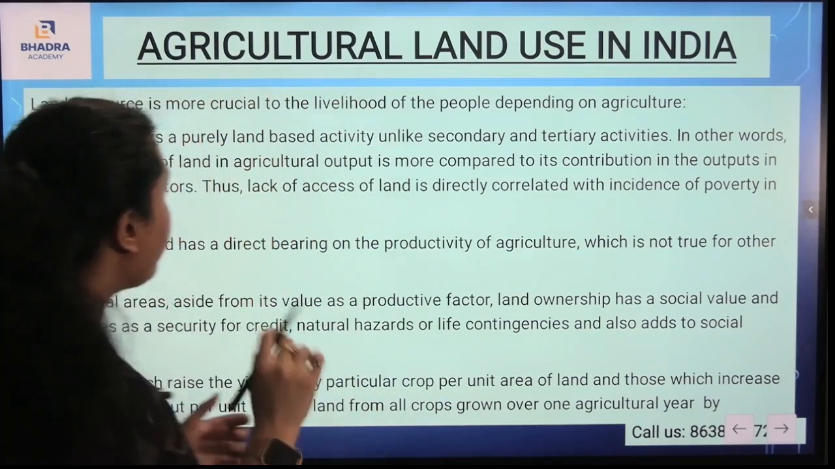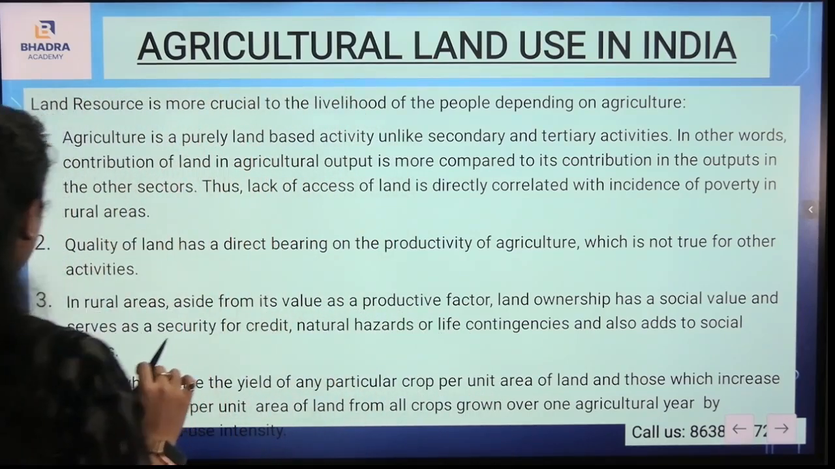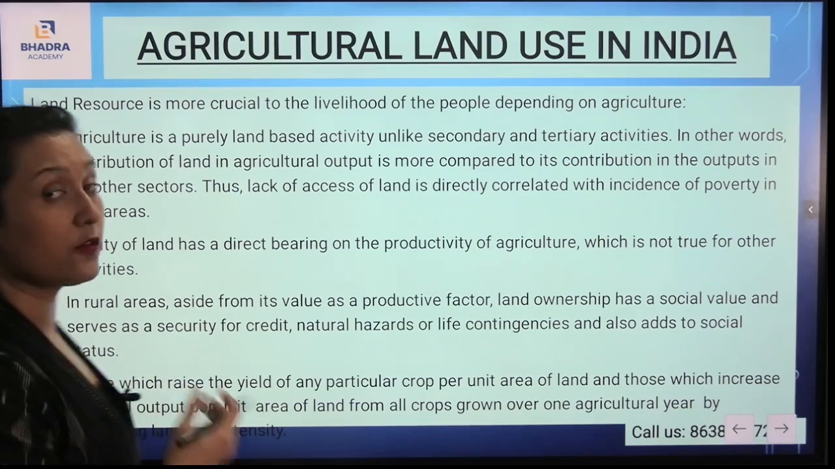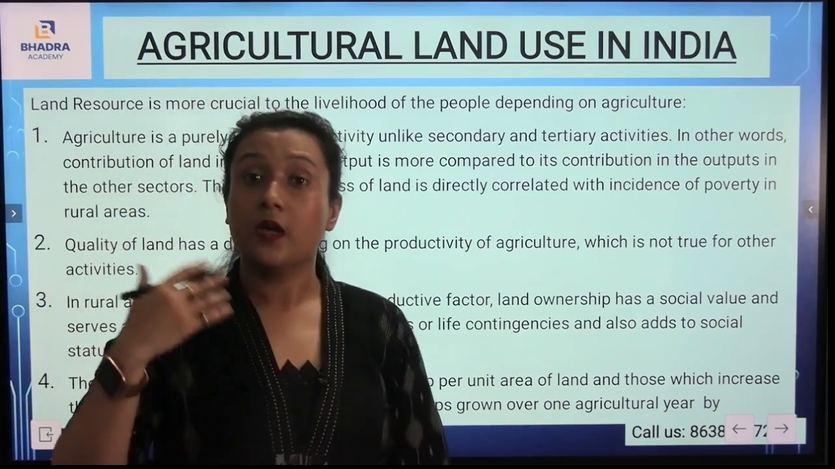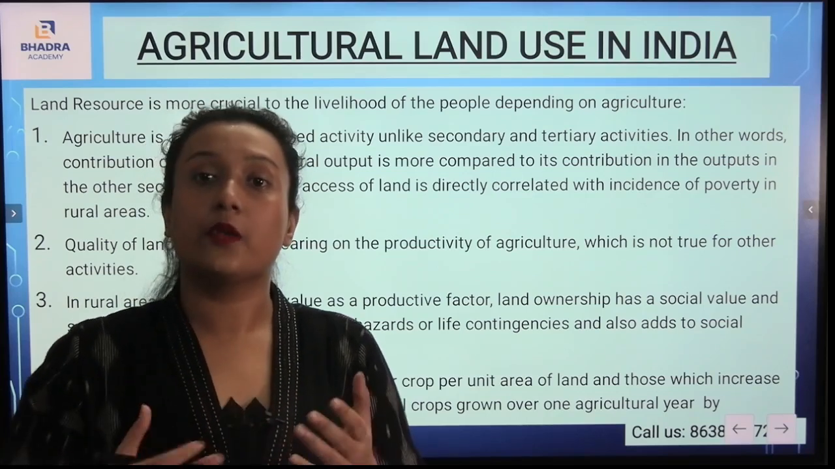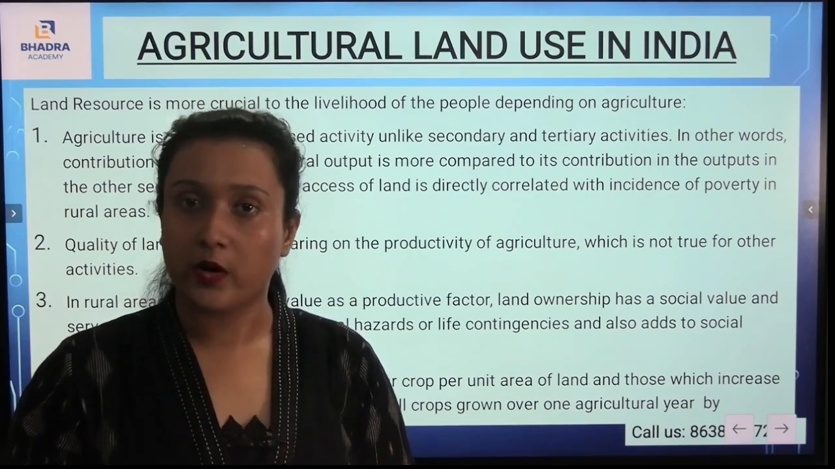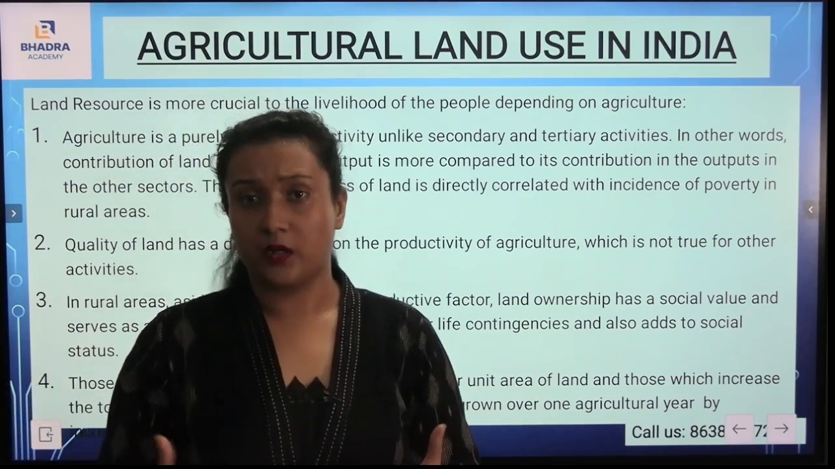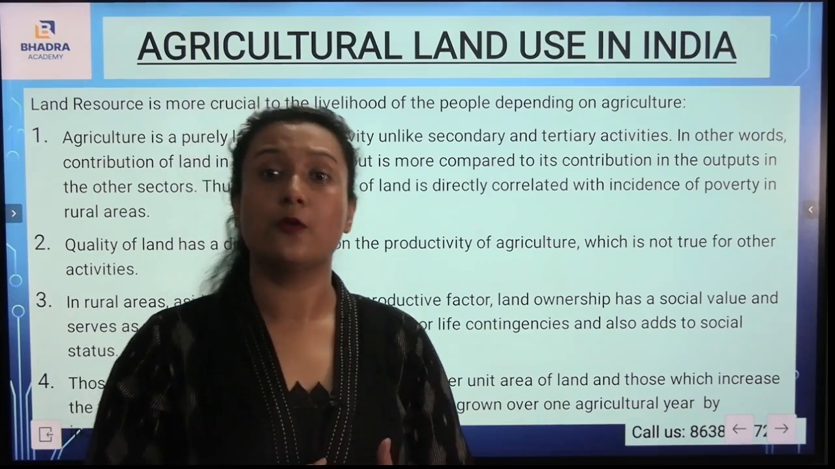This is the first issue that has been highlighted here. And the second issue: quality of land has a direct bearing on the productivity of agriculture, which is not true for other activities. Now, quality of the land is very, very important. If the quality of the land is good, then only there will be more growing of the crops, more productivity of the crops.